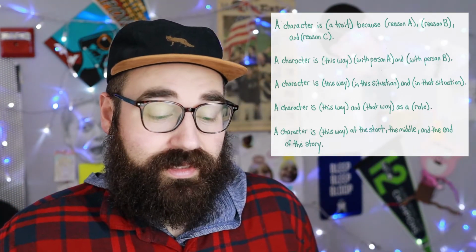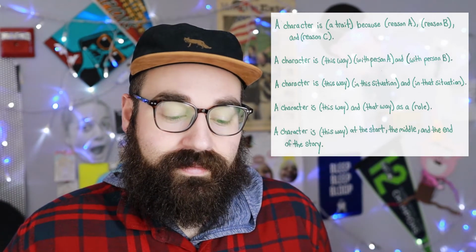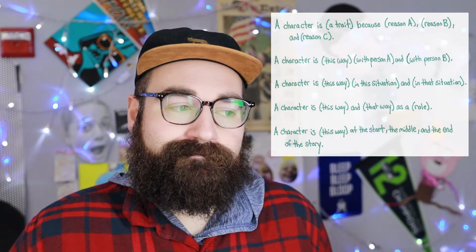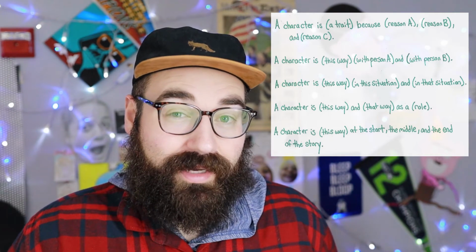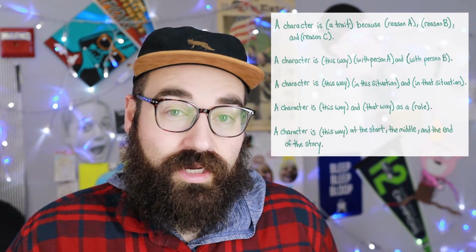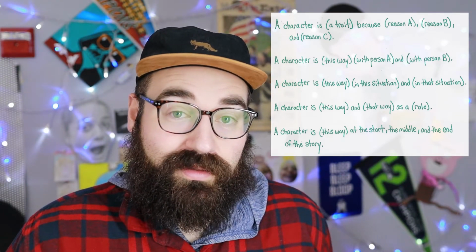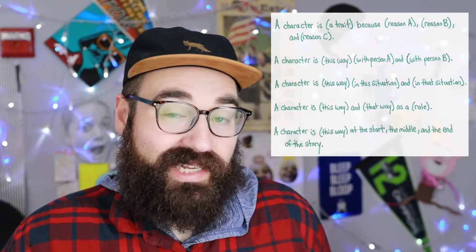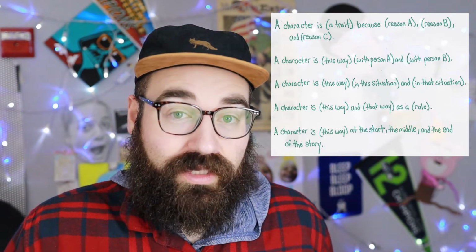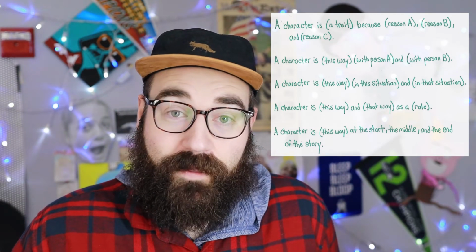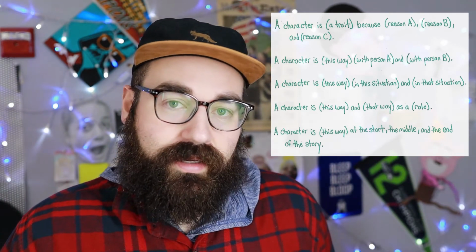A next claim possibility is a character is this way and that way as a role. So the way that I could see that fitting is that if we were talking about James from your movie, we could say that James is responsible and irresponsible as an older brother that's supposed to be looked up to. Just one thought.